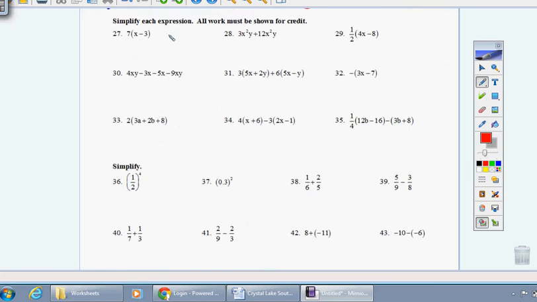Alright, so now it says simplify each expression. All work must be shown for credit. So make sure on the test on Friday you show your work. These are going to be problems where we distribute, and if needed, we combine like terms.